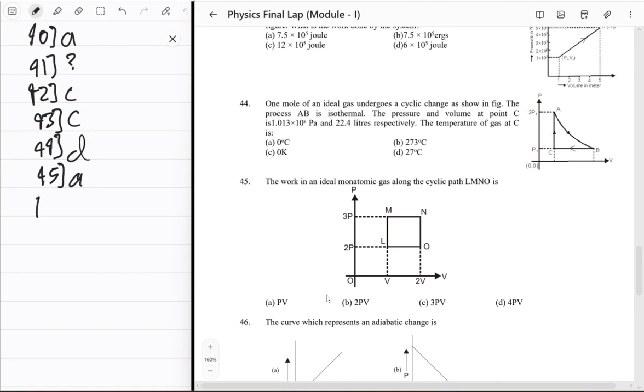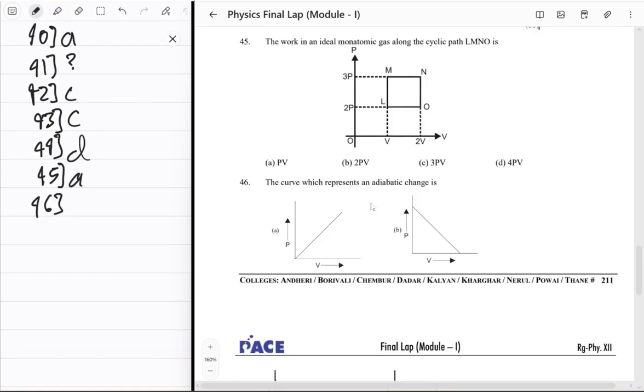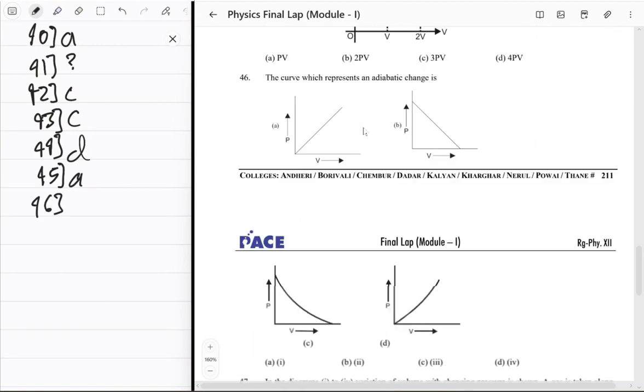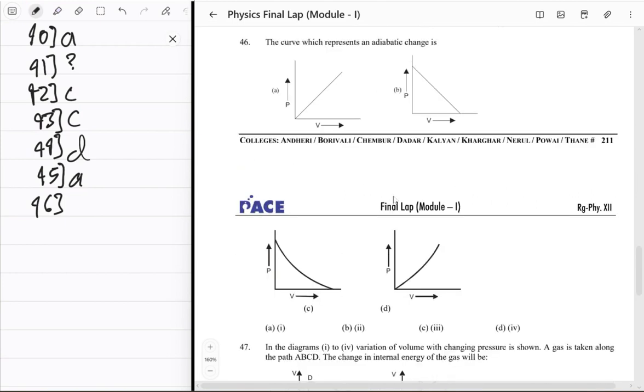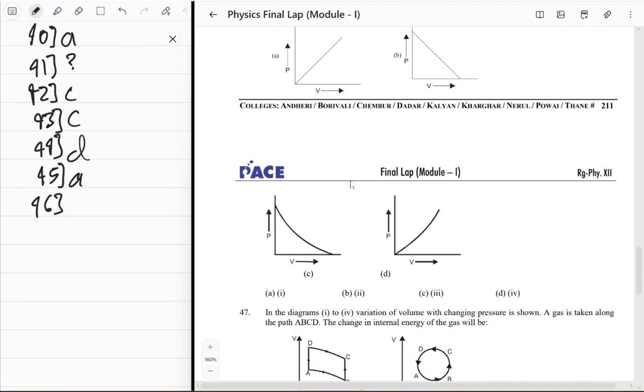Next question. 46th. 46th is the curve which represents an adiabatic change. Adiabatic change, so like V power gamma equal to constant. It's somewhat like a hyperbola but काफी अलग, right? So I think C would be the thing. Linear तो हो नहीं सकता. What if PV is constant? Nah. Gamma cannot be 1. That doesn't make any sense, because 1 से बड़ा होना ही चाहिए.